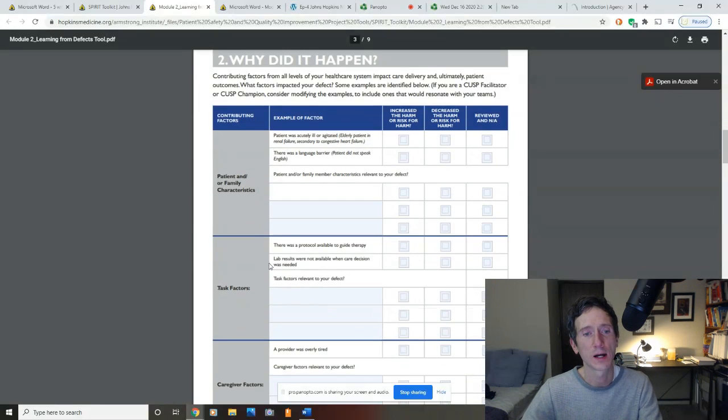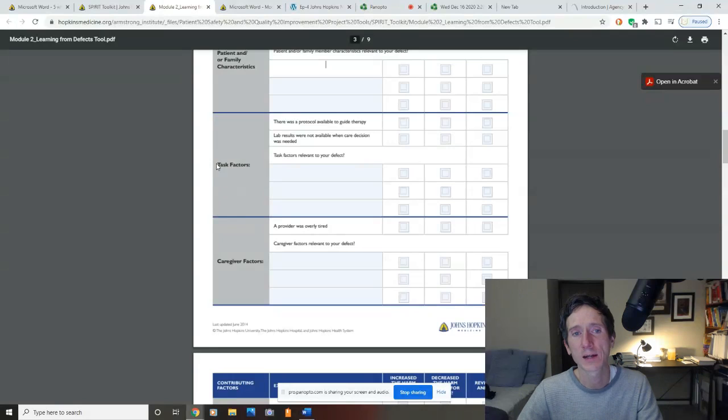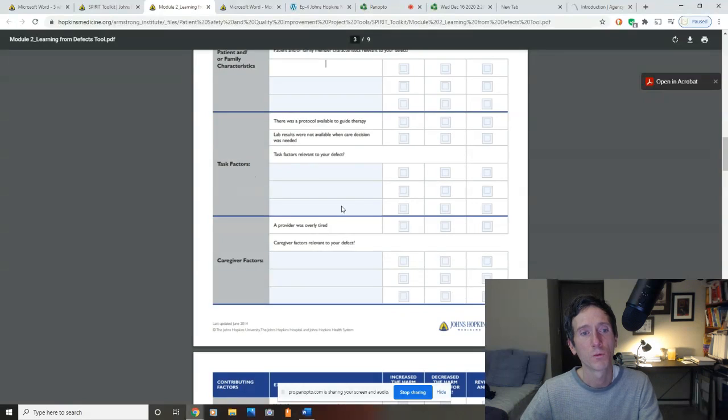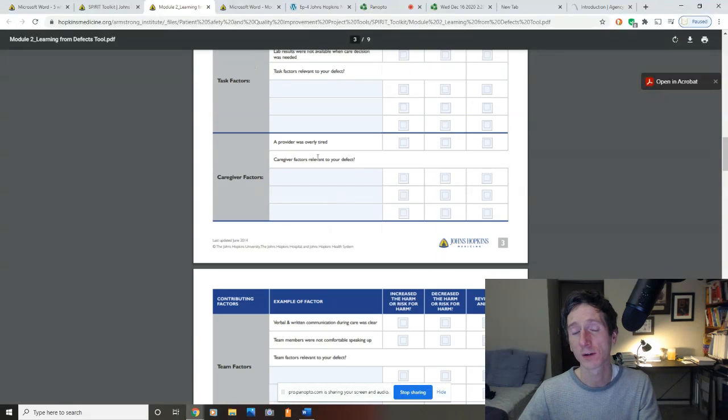So going down the line here, what about task factors? Was there a protocol that we did or didn't follow? Well, that's huge. And that is something that we should absolutely analyze. And then you can type in what other task-based factors were happening. What about caregivers? Was a caregiver tired? Very crucial in understanding maybe why an error or a safety event happened.